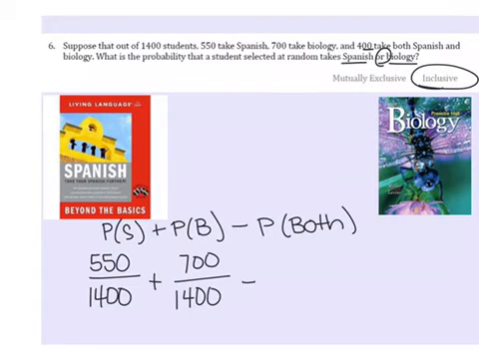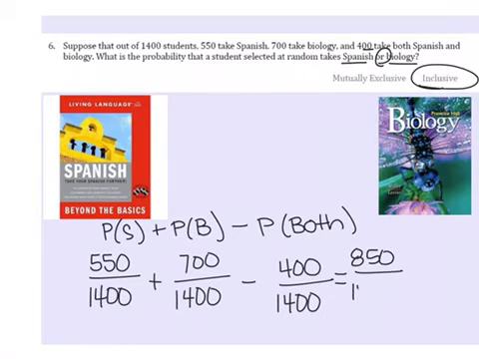And then I'm going to subtract the both. Well, I have 400 that take both out of 1,400. So when I plug this in, I'm going to do 550 plus 700 minus 400. I get 850. My denominator is going to stay the same. And when I plug that in, I get 0.607.